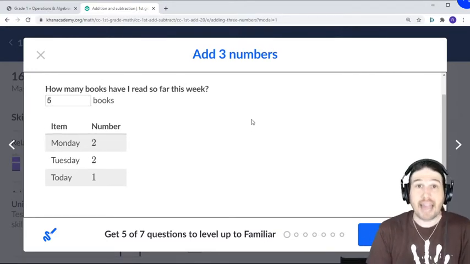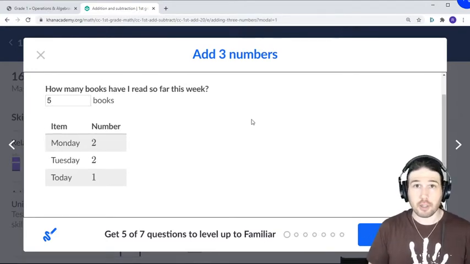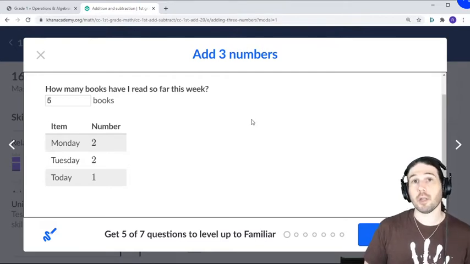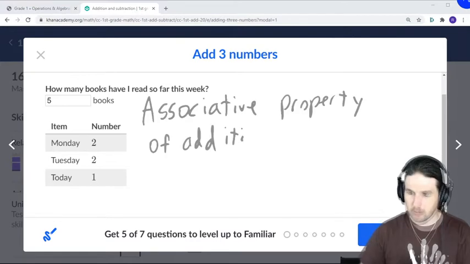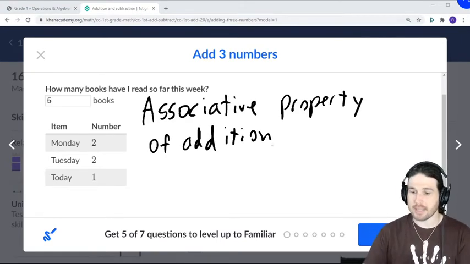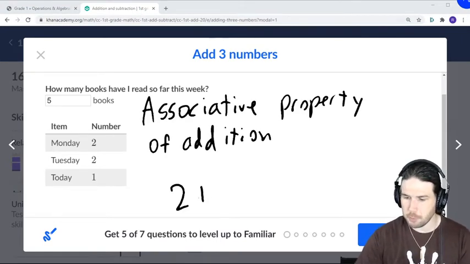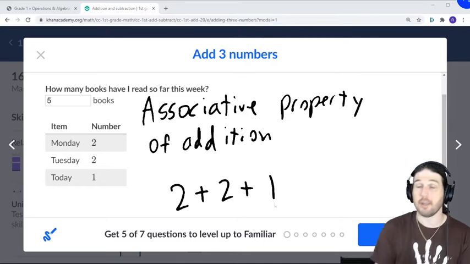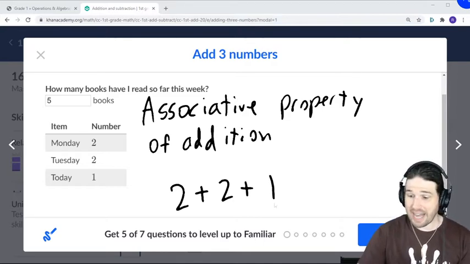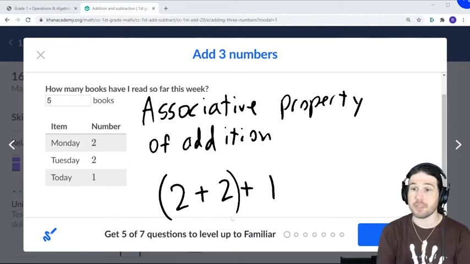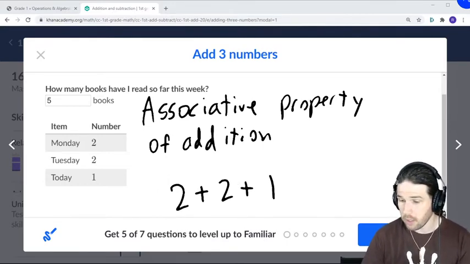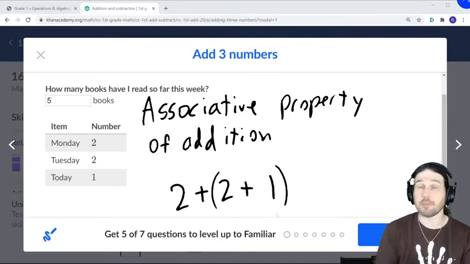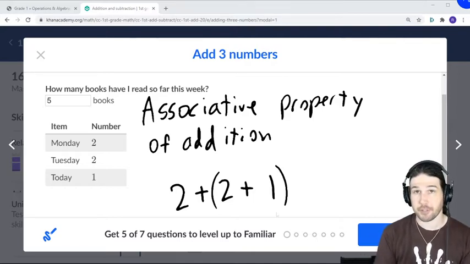But this is a thing. This is called the associative rule of addition. It's so important that I'm going to write it right now. What that means is that if I have 2 plus 2 plus 1, for example, I can either add the first 2's together first to get 4 plus 1 is 5, or I can add the 2 plus 1 to get 3 and then another 2 to get 5.